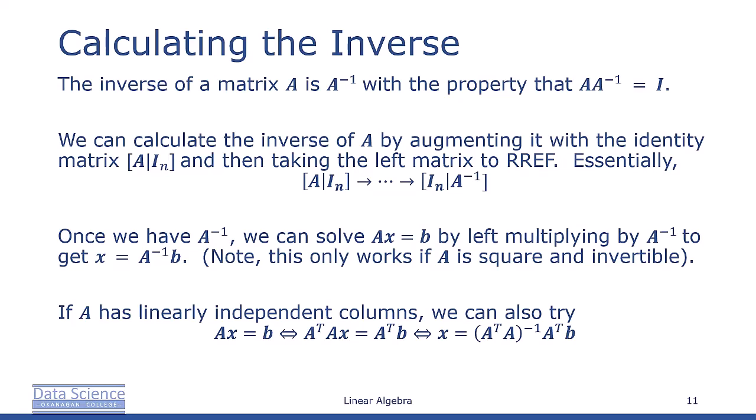And once we have A inverse, if it exists, we can solve AX equals B by left multiplying by A inverse to get X equals A inverse B. Now again, A here needs to be square and invertible.